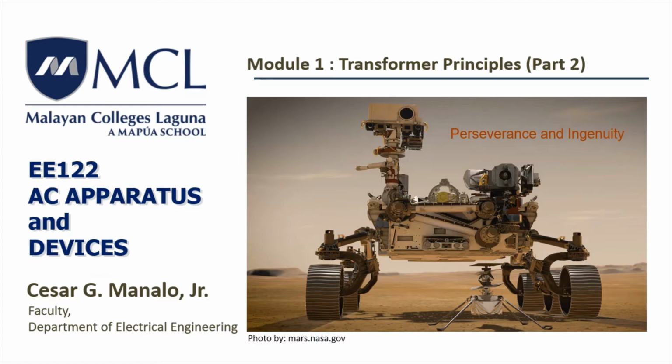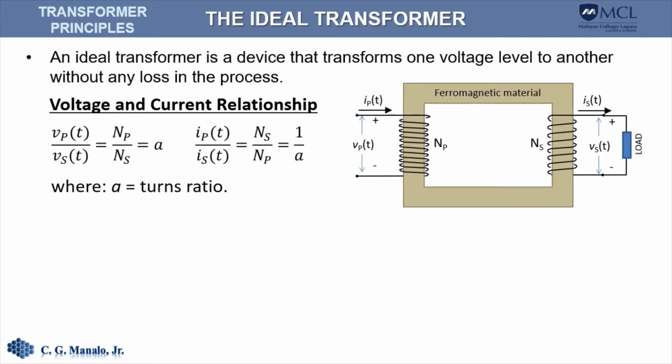In this video, we cover ideal transformers. An ideal transformer is a device that does its job without any loss in the process. So that would mean that the ratio of the primary voltage over the secondary voltage must exactly be equal to the ratio of the primary turns over the secondary turns. We call this ratio the turns ratio A.